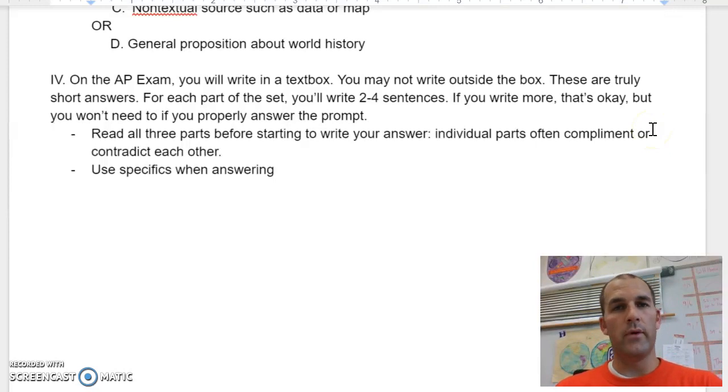There will always be 3 parts. That's why it's graded out of 3 points. So if you get 2 out of the 3, you're going to get a 2 out of 3 for that particular SAQ. Also use specifics when answering. Don't be vague with your responses. You can be specific, but just answer the prompt, get right to it.